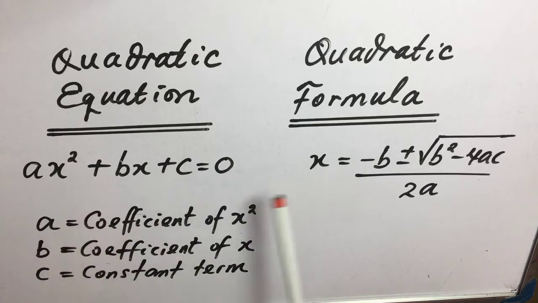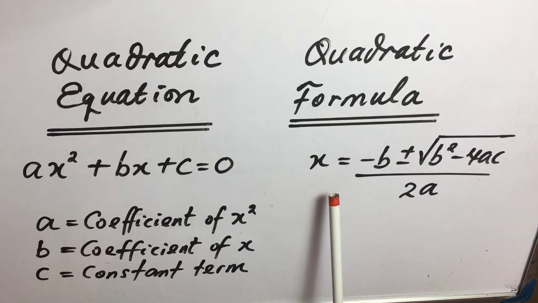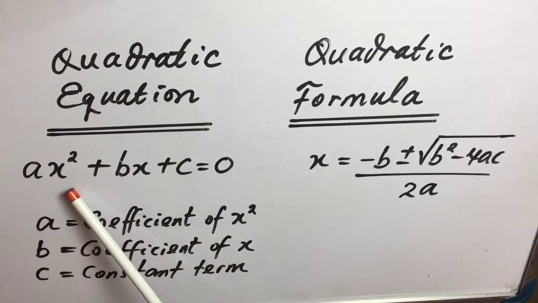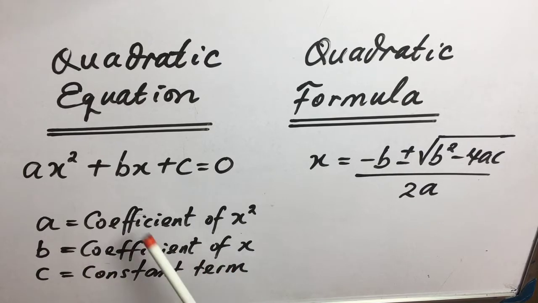This is the quadratic equation and this is the quadratic formula, also known as the almighty formula. Using this formula is one method for solving the quadratic equation. A is the coefficient of x squared because it is the value standing beside x squared. B is the coefficient of x because it is the value standing beside x. And C is the constant term.